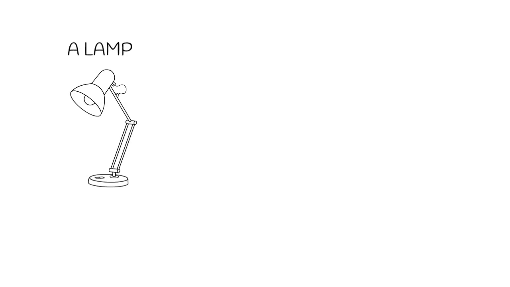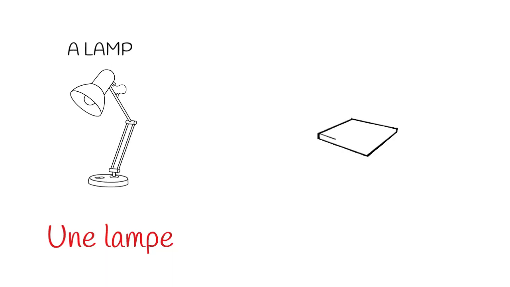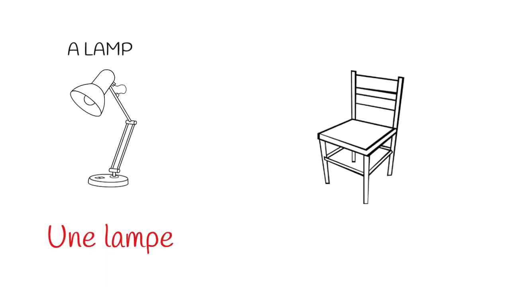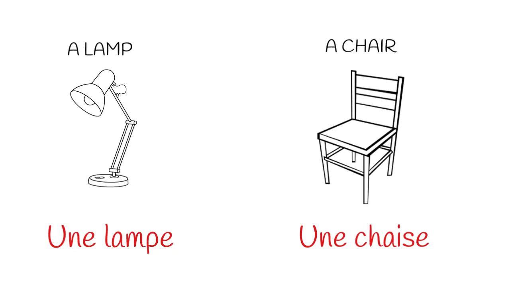Now, here we have a lamp. Lamp in French is feminine, so we will use the feminine article, that is une. So, une lampe. Qu'est-ce que c'est? Une lampe. Now, here we have a chair. Chair is again feminine, so we will use the feminine article, that is une chaise. Qu'est-ce que c'est? Une chaise. And most of the words in French ending with E are feminine.